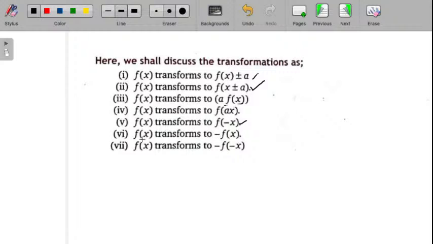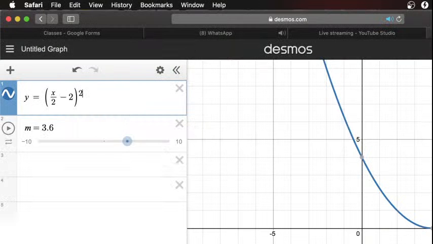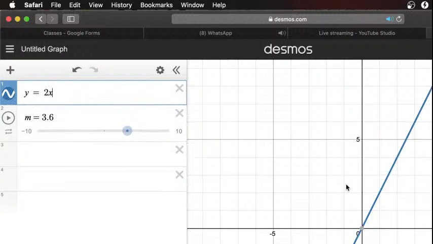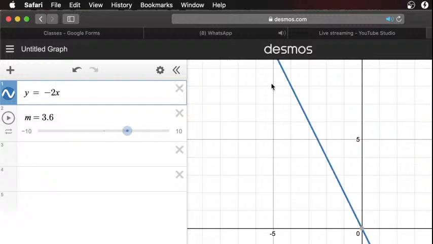What would happen if, instead of x, I have y equals f of minus x? Let's say I have y equals 2x, which is a straight line with positive slope. Y equals minus 2x would be a straight line but with a negative slope.